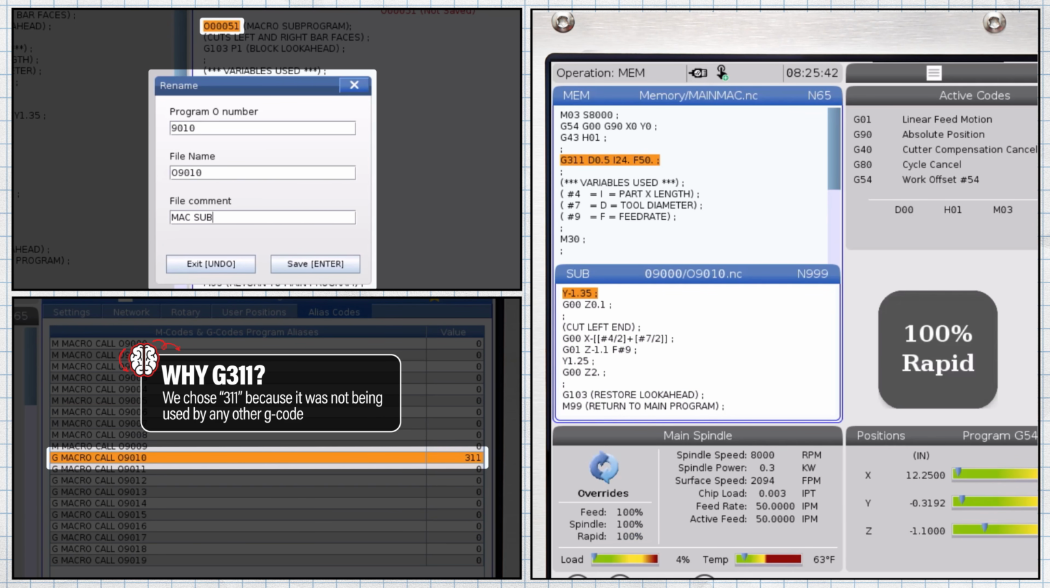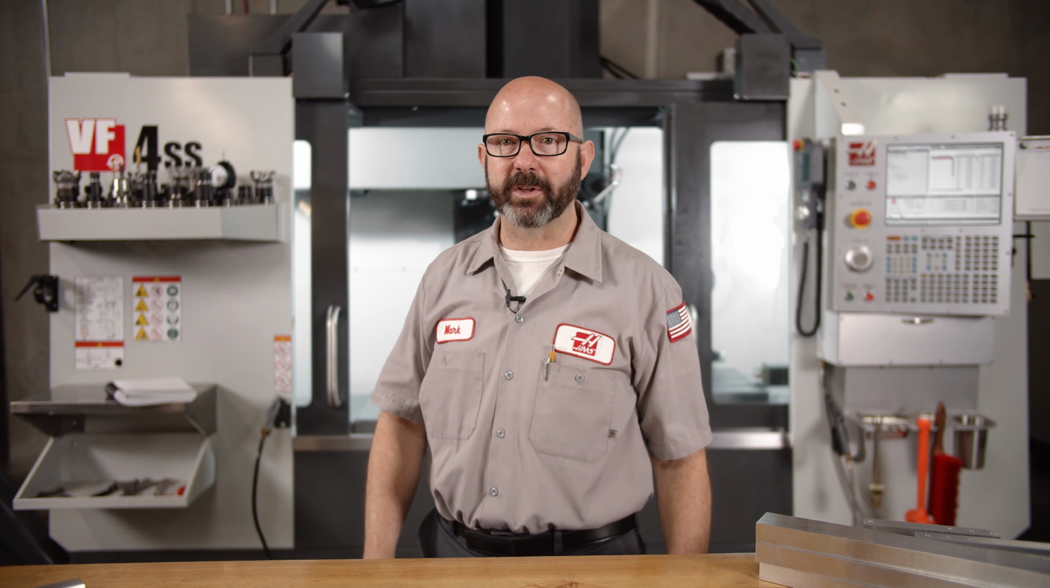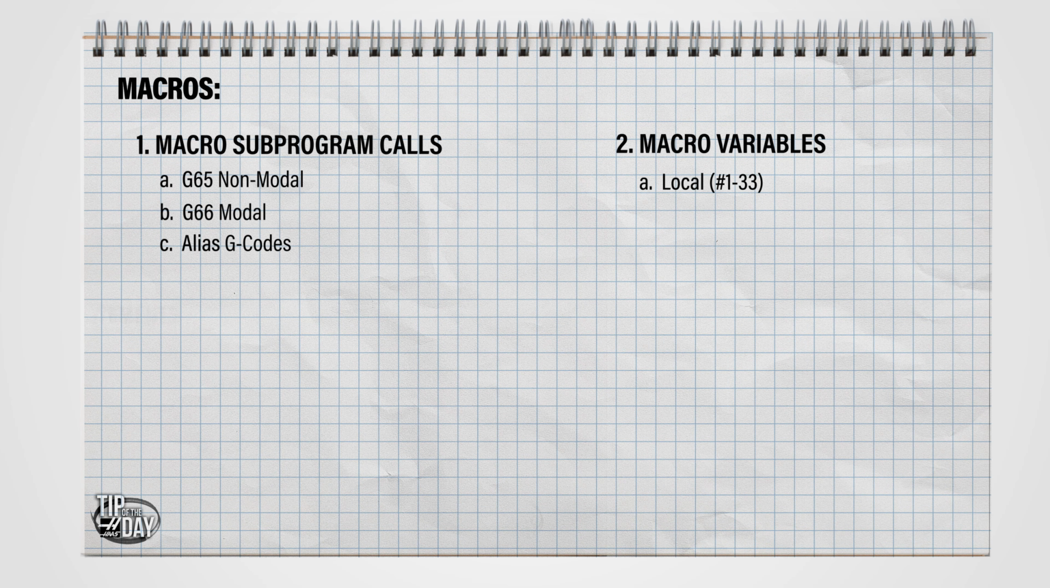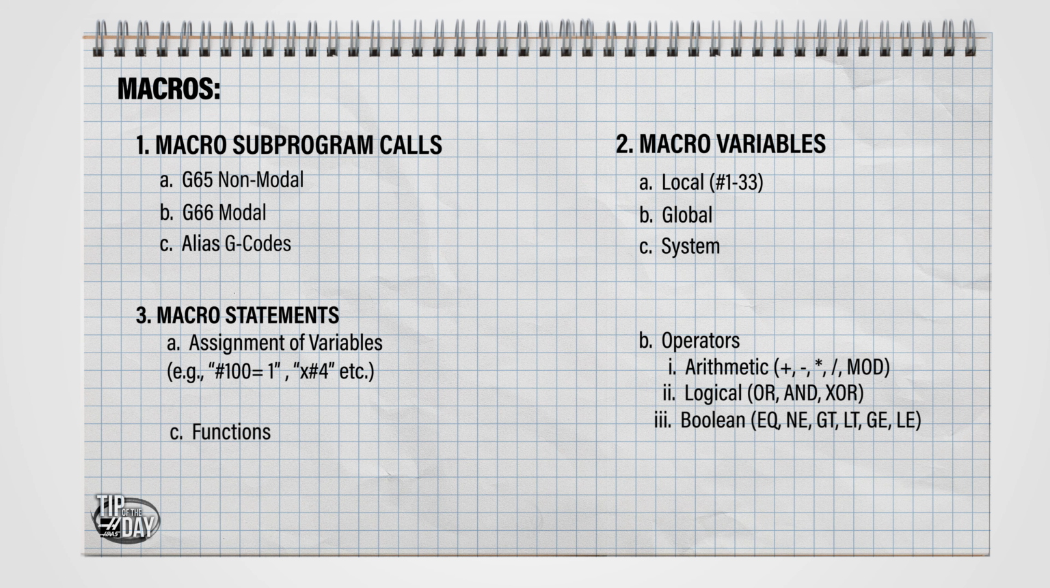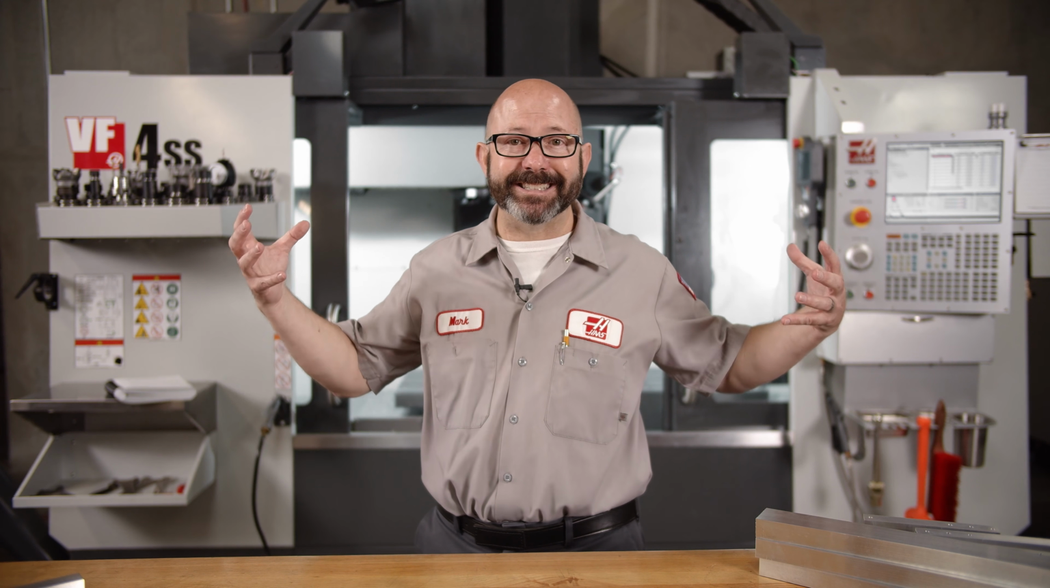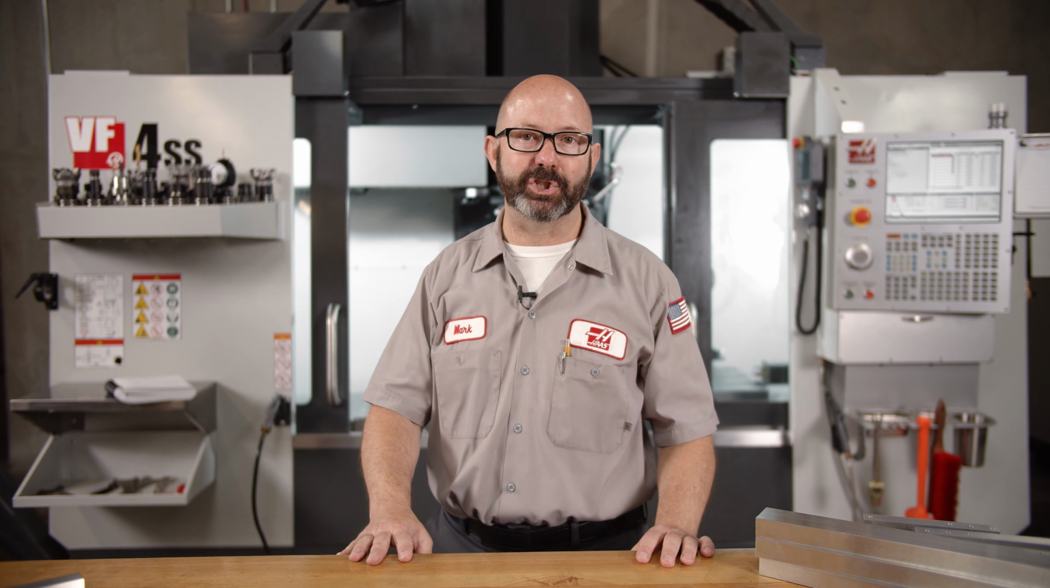We made an entire video on aliasing G and M codes, and we will link to that in the description. At the beginning of this video, we said that macros was really an umbrella term that covered macro subprogram calls, macro variables, and macro statements. So what's a macro statement? A macro statement is really anything that is not standard basic G code.